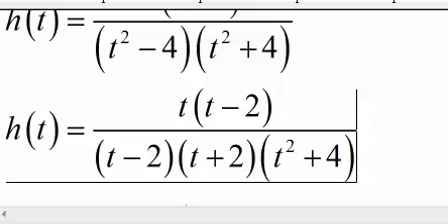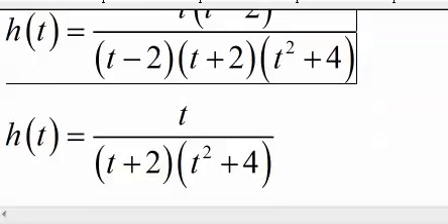Now that's a removable discontinuity, so we don't worry about t minus 2 as a vertical asymptote. That's not an option anymore. And we look at what's left. In the denominator here we have t plus 2 and t squared plus 4.